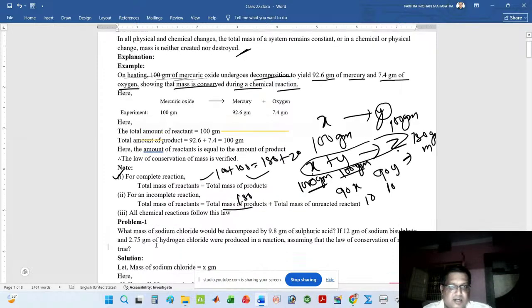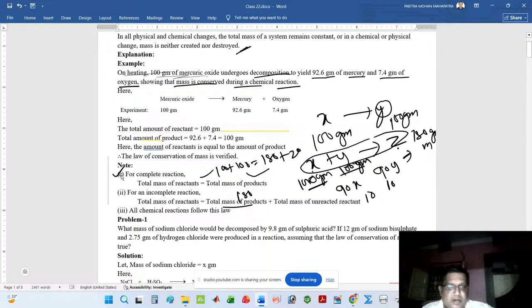Remember, for a complete reaction, where all the reactants are converted into products, the total mass of the reactants is equal to the total mass of the products. But for an incomplete reaction, where some parts of the reactants are present and do not undergo the reaction, what is the formula? The total mass of the reactants is equal to the total mass of the products plus the total mass of the unreacted reactants.